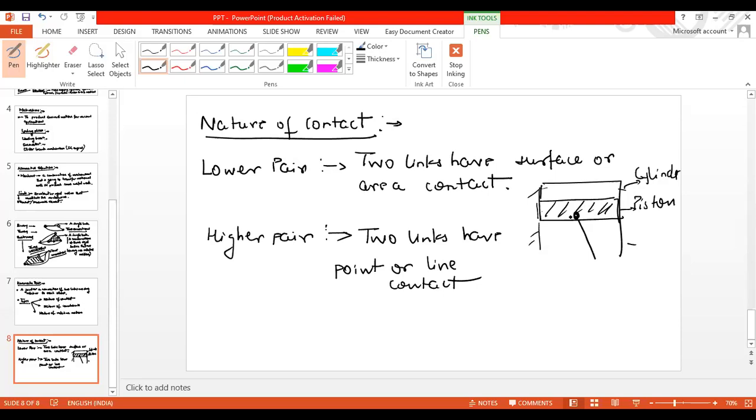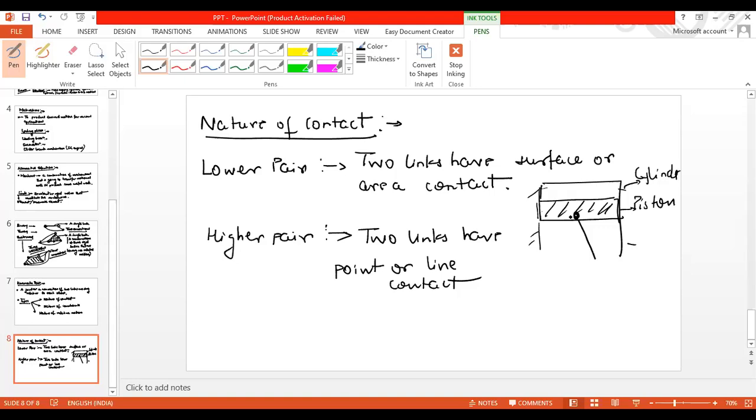So there, do we have surface contact or a point or line contact? Can anyone just guess? Will this be a lower pair or a higher pair? Point contact, gudgeon pin, higher pair. No, no, no, no.